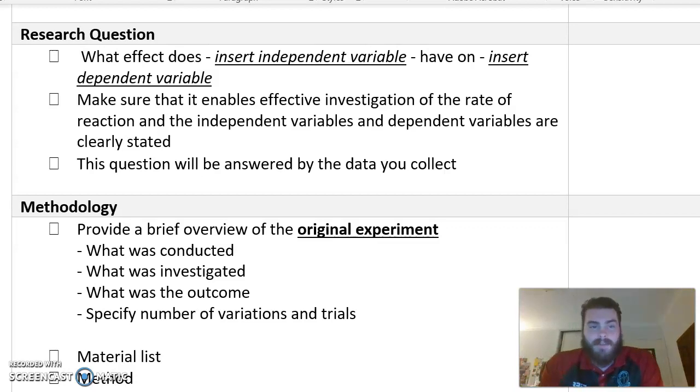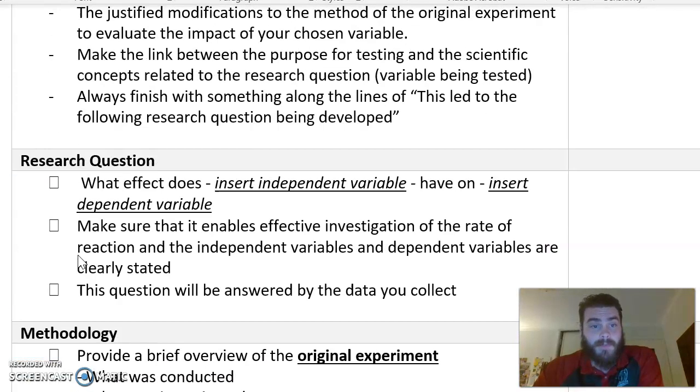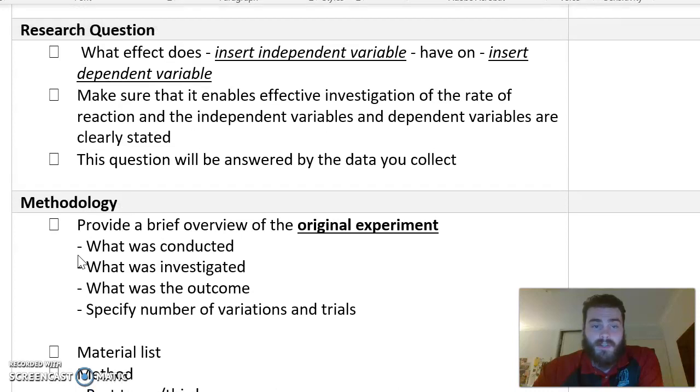Hi guys, so in this video I'm going to be discussing how to write the research question, methodology and modification sections of your report. So the research question, this is the question that will be answered from your final data that you're going to collect. So after you have completed the modified experiment and you have your sets of data, that data should answer this question. Alright, so to do that effectively, the research question has to be written quite clearly and concisely.